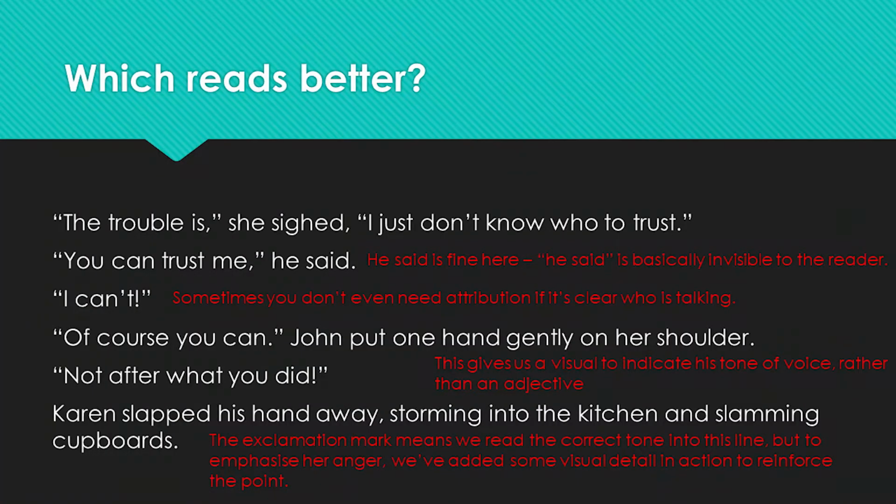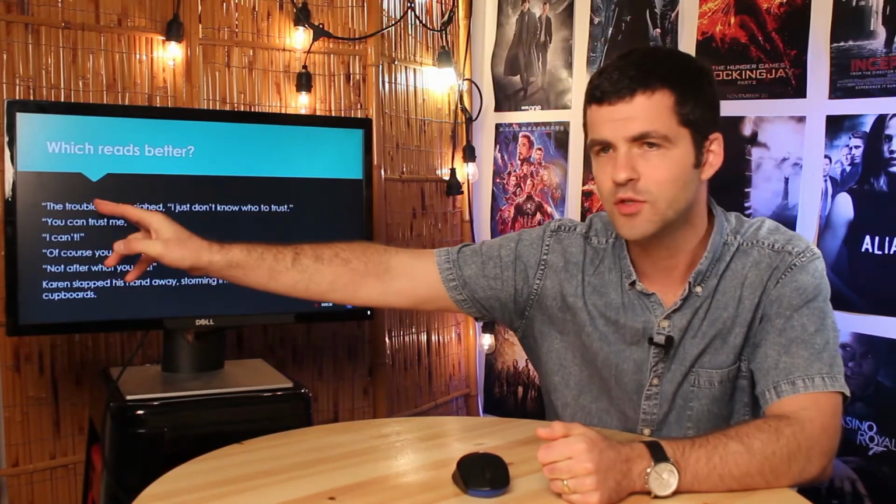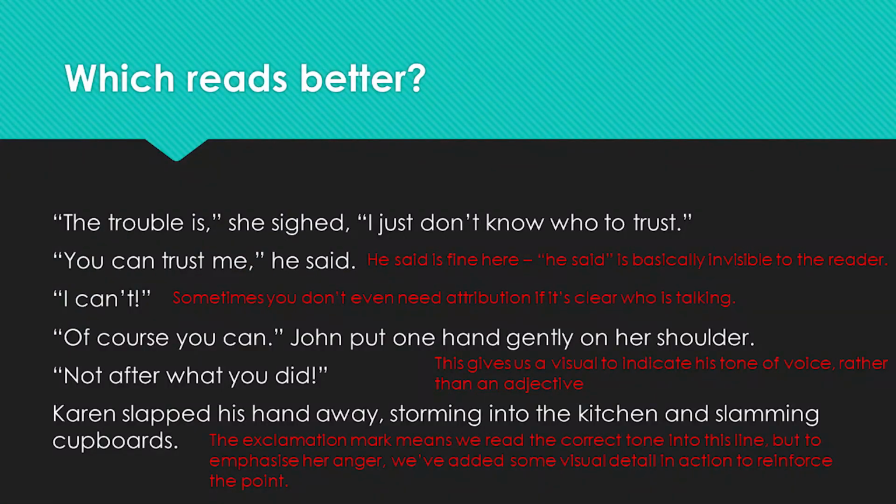So here's another version. The trouble is, she sighed, I just don't know who to trust. You can trust me, he said. I can't. Of course you can. John put one hand gently on her shoulder.